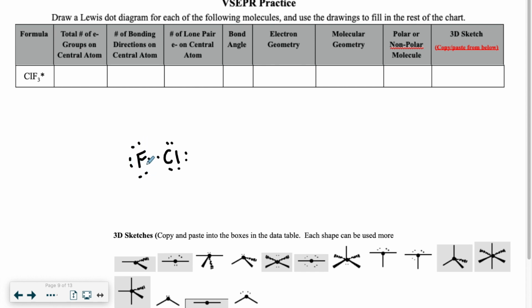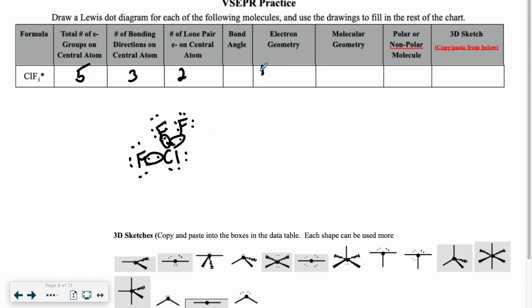I'll put 1 fluorine on this side, and then I have 2 more fluorines. I'm actually going to put both on the top here. I know that typically we do space them out, but that will allow me to keep my lone pairs together, since I'm going to need them together in the end anyway. And you can see that there are then going to be 2 lone pairs here. So I have 3 bonding directions and then 2 lone pairs. It's going to leave me with a total of 5 electron groups.